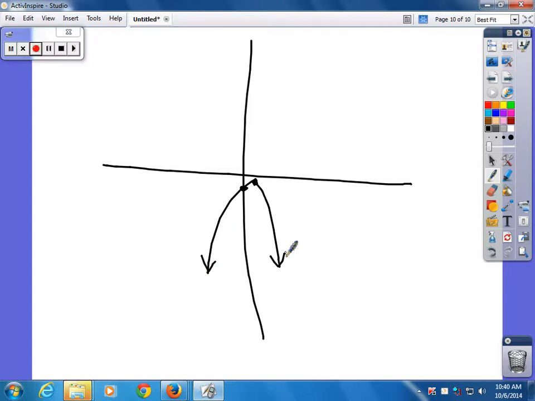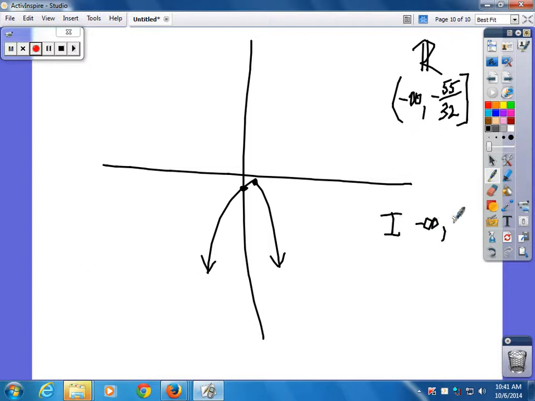And it's open in which way? All real numbers, negative infinity to whatever that y is. What is that y? Negative 55 over 32. That's your range. And increasing from negative infinity to 3/4, positive 3/4, and then decreasing from 3/4 to infinity.